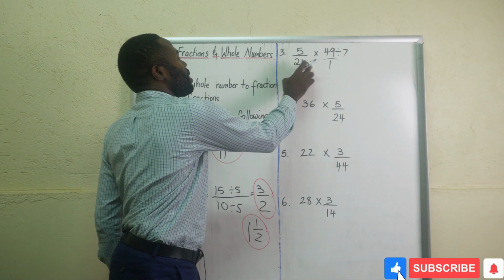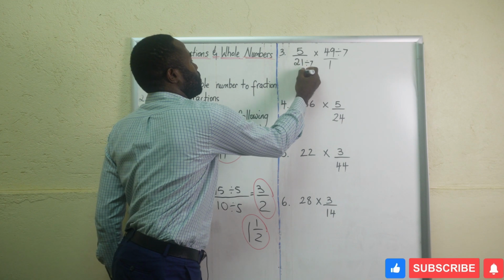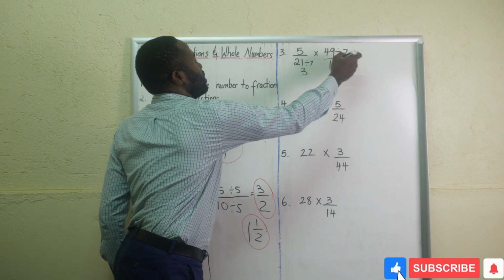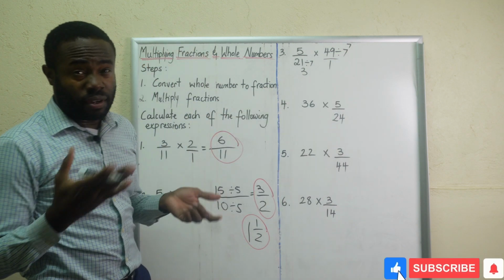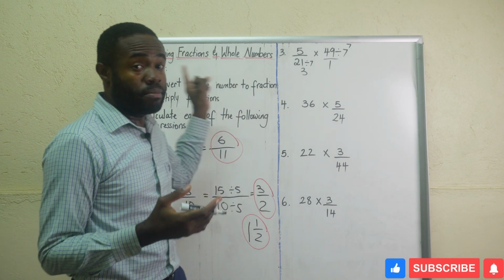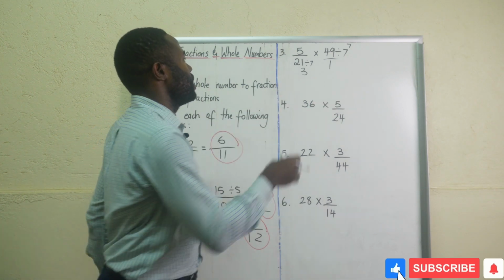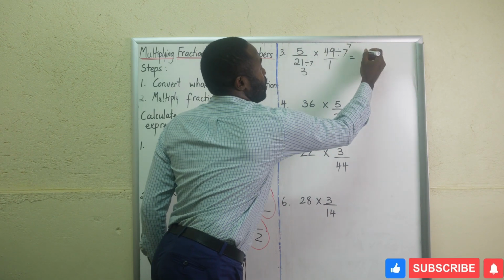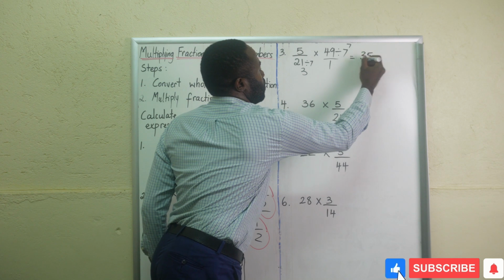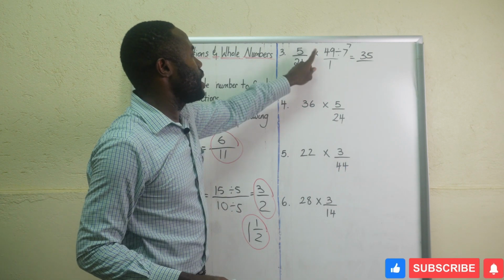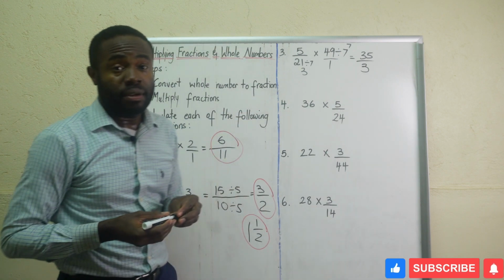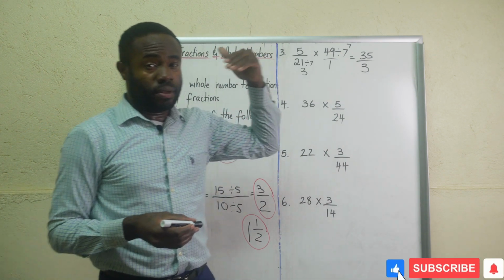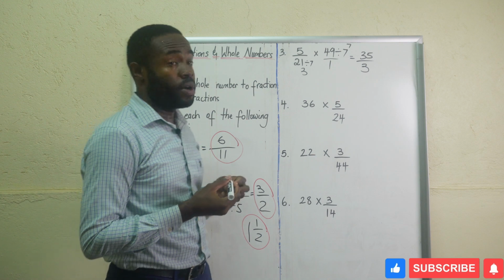So 21 divided by 7, that would be 3, and 49 divided by 7, that will give you back what? 7. After you're finished reducing or cancelling, you can multiply your numerator. So let's do that. 5 times 7 rather, that will give you 35, and then 3 times 1, that will give you 3. So we are left with 35 upon 3, which can be converted to a mixed number.